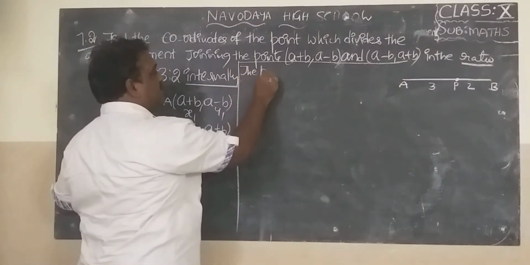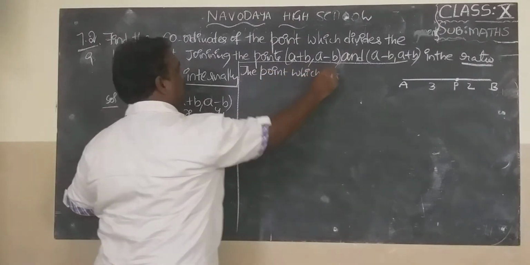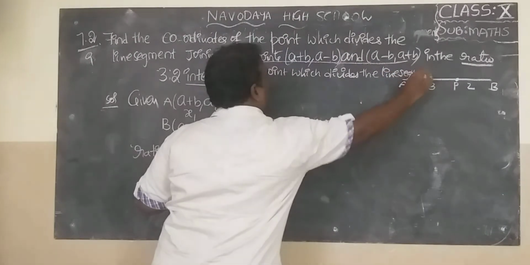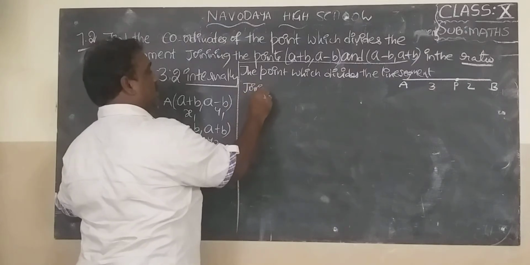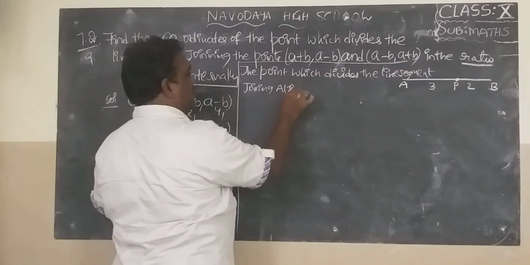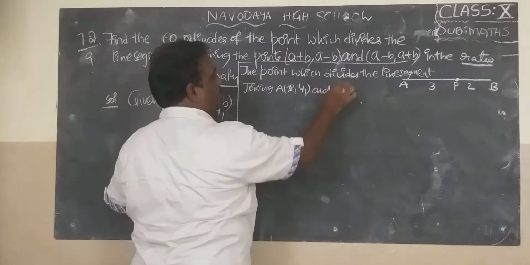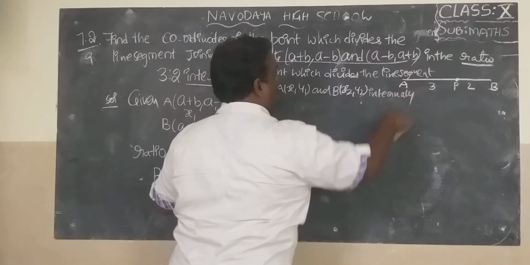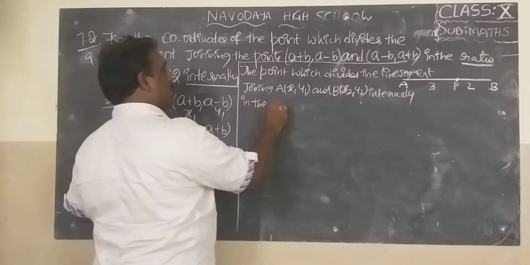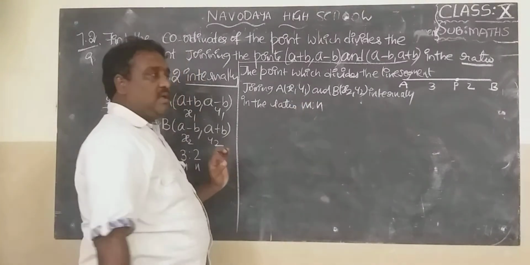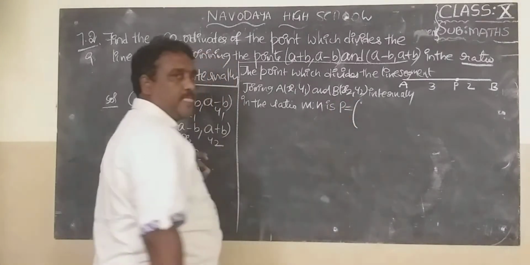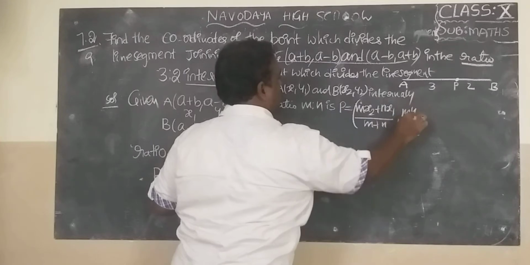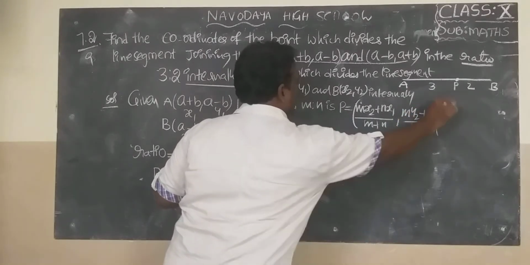The point which divides the line segment joining the first point A x1 y1 and B x2 y2 internally in the ratio m is to n is P equal to mx2 plus nx1 by m plus n, my2 plus ny1 by m plus n. So that is the formula.